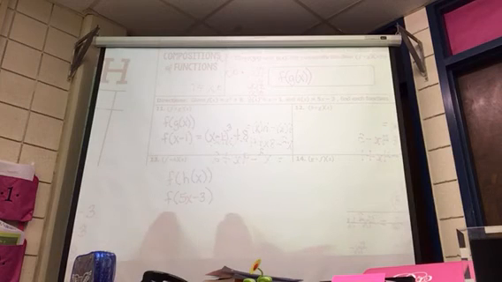Now I'm going to go to my f function, and I'm going to put this in for the x. So I have 5x minus 3 cubed plus 8. Now, could I simplify that one too? Yeah. Just 5x minus 3 times 5x minus 3 times 5x minus 3 plus 8.